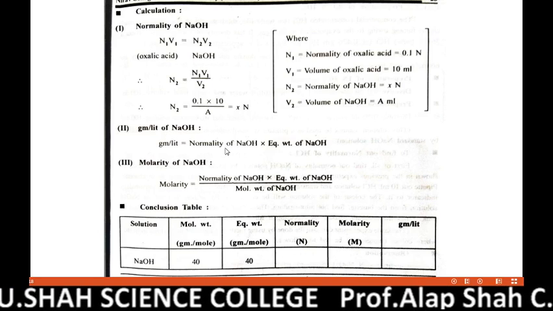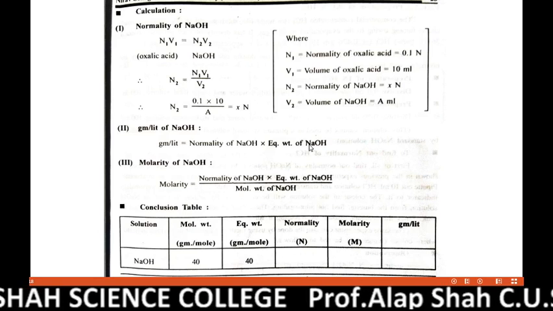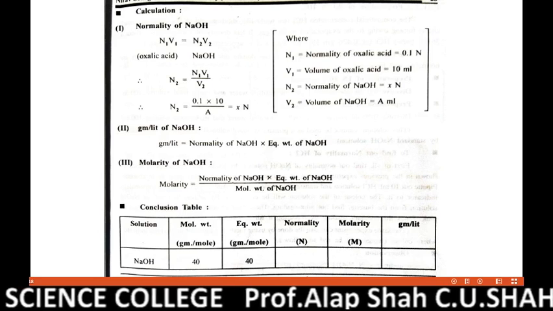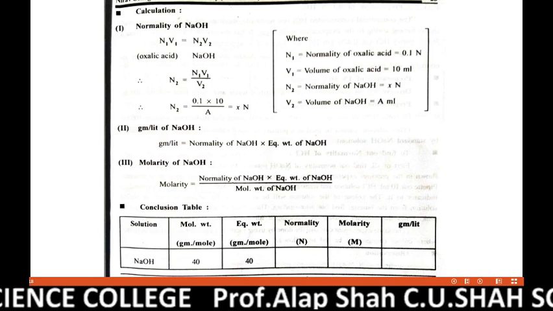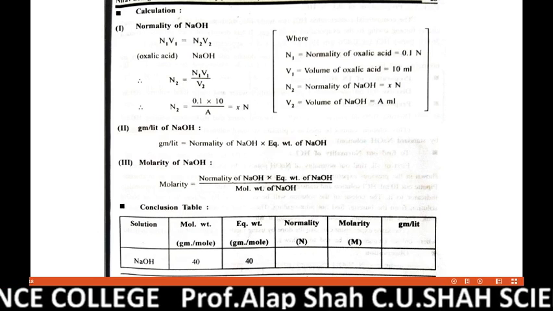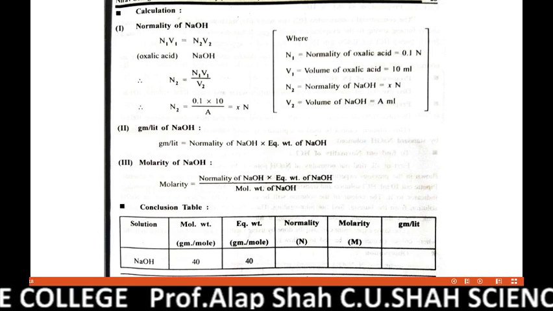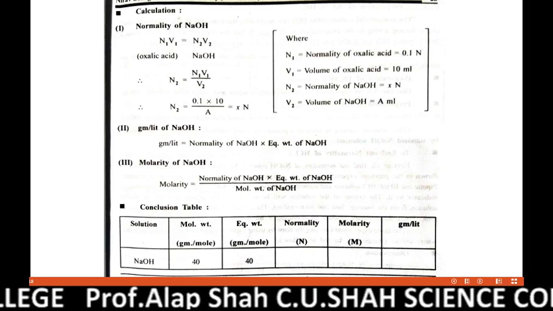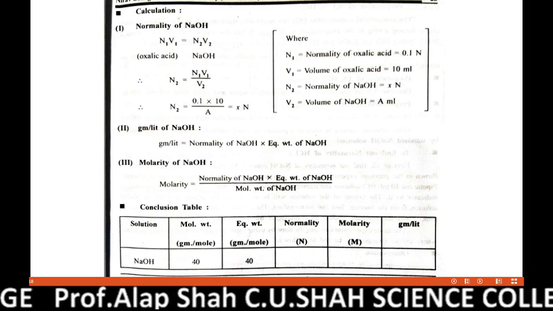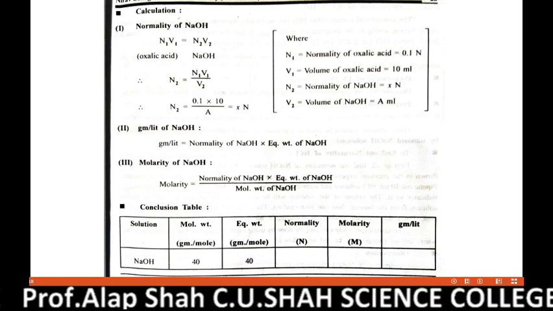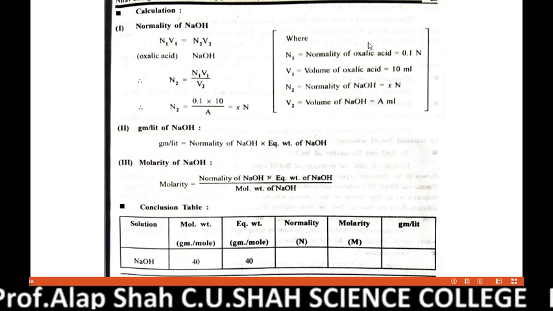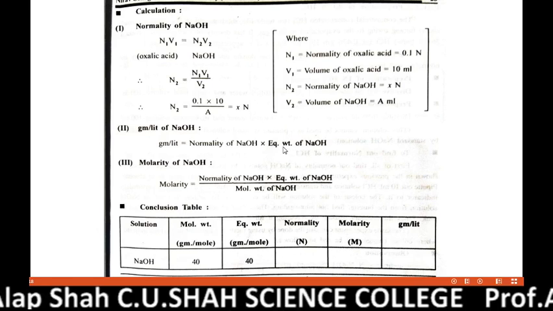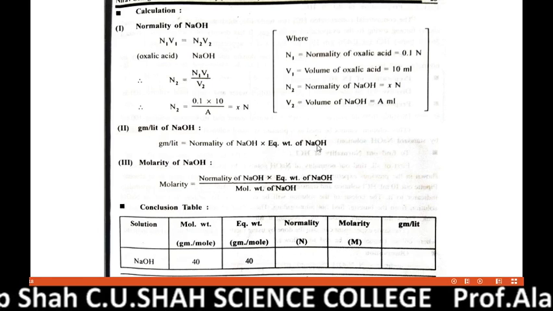Gram per liter is normality multiplied by the equivalent weight of NaOH. Make sure that in the calculation you use the equivalent weight and molecular weight of the unknown substance, because that is your aim. And while preparing the standard solution, use the molecular weight and equivalent weight of the substance whose standard solution you want to prepare. Sometimes students make a mistake here. Here you are calculating for NaOH, so use the equivalent weight of NaOH, that is 40.